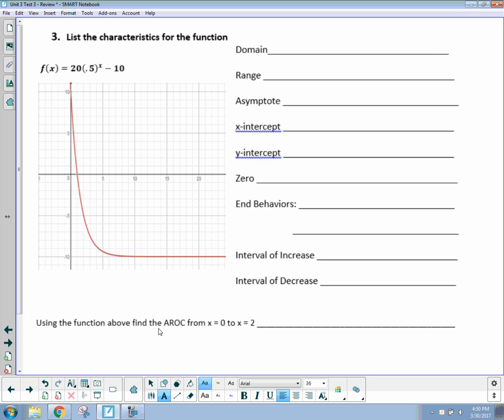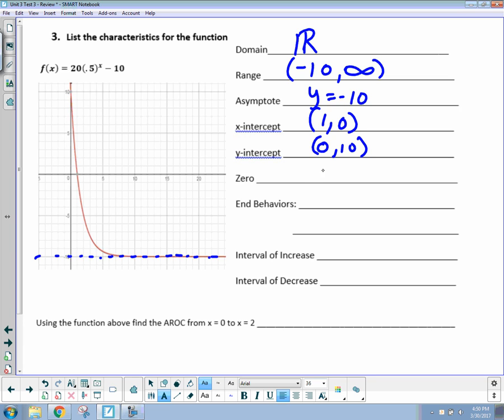Again, all real numbers. Range, we have that asymptote down here, so that's going to be negative 10 to infinity. Asymptote, we just talked about it, y equals negative 10. X-intercept, 1, 0. Y-intercept, 0, 10. Zeros, x equals 1. Remember, we got that from the x-intercept.